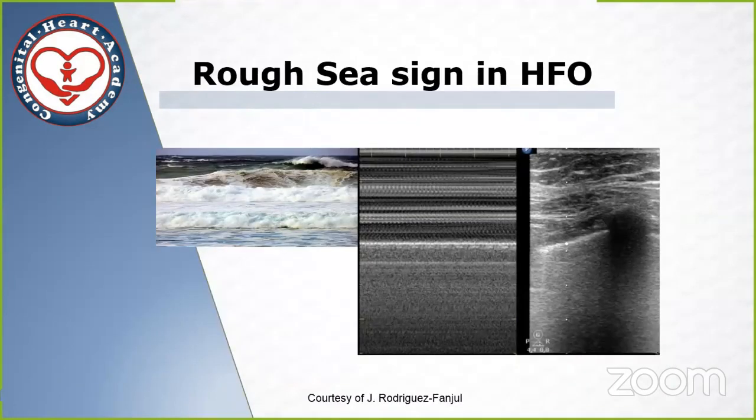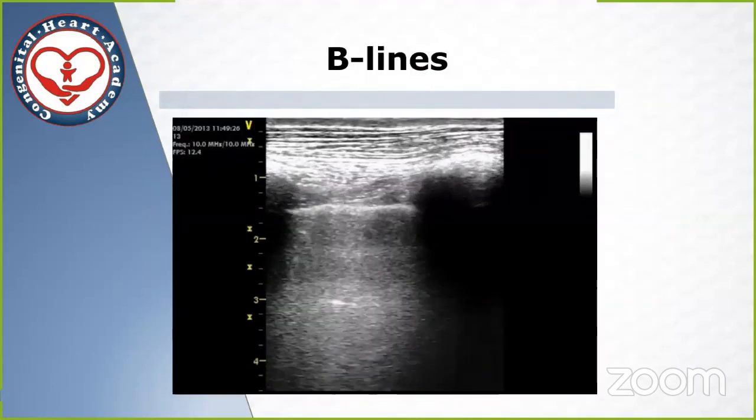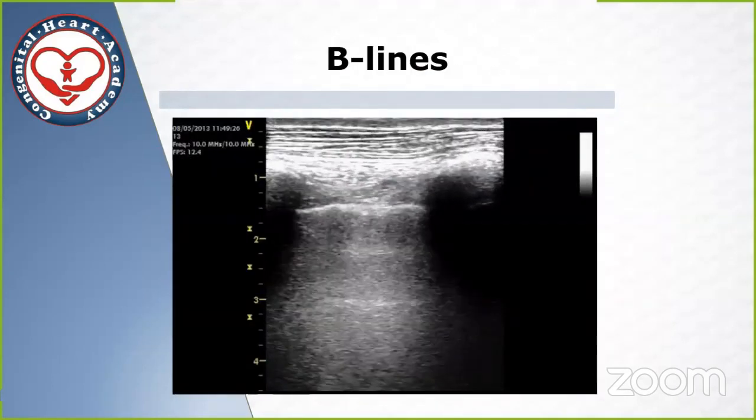And if we do the same thing in high frequency ventilation, look at the images. This is courtesy of one of our friends, Javier Rodriguez Fanjul, who has this really nice image on normal, or relatively normal, high frequency ventilation ultrasound. Then the presence of B lines is relatively important.